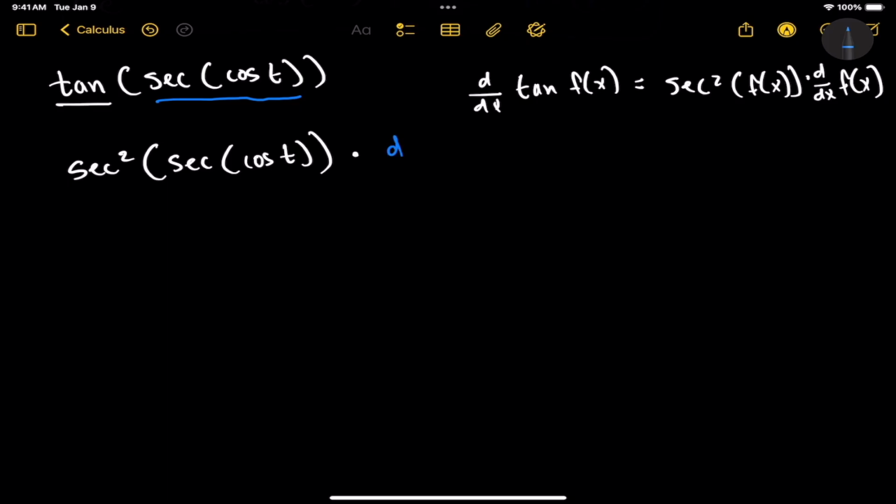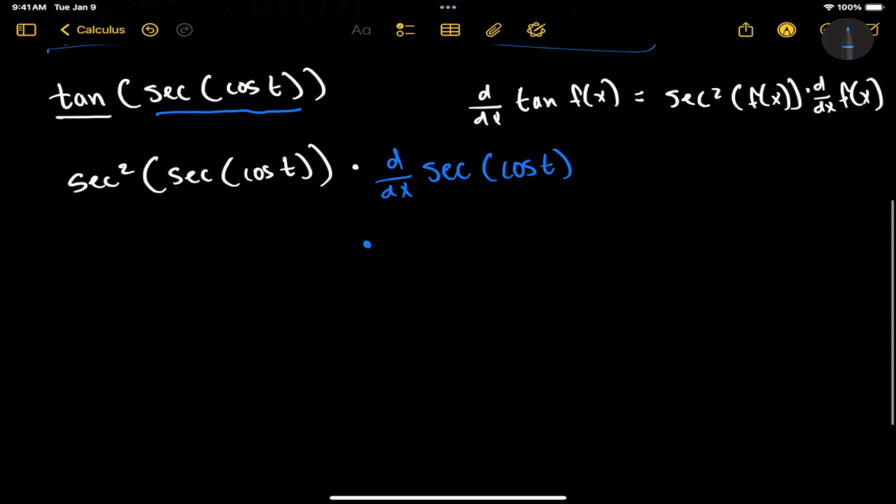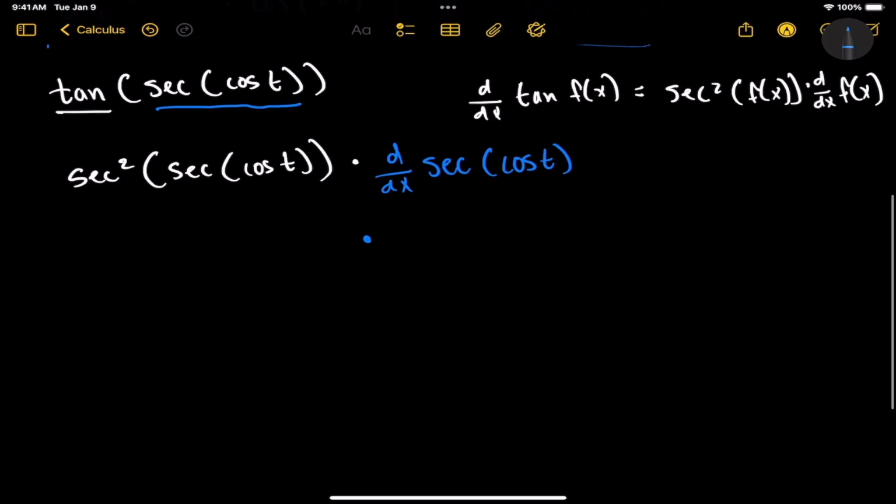And now we take the derivative of what was the inner function for this problem, which is the derivative of secant cosine t. And as you can see, we are going to have to use the chain rule again. So we're going to rewrite this left side here, what's in white, a little later. We'll just work with what's on the right in blue first.